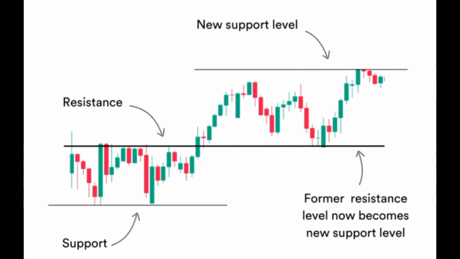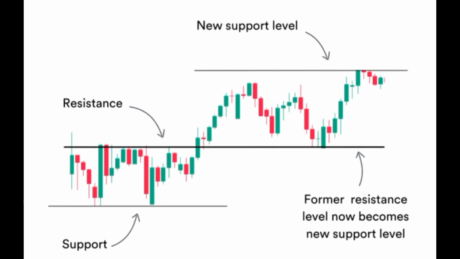Sometimes price doesn't stop at these levels, it breaks through them. This is called a breakout, and it can lead to strong moves. For example, if price breaks above resistance, it may keep going up. If price breaks below support, it may continue going down.